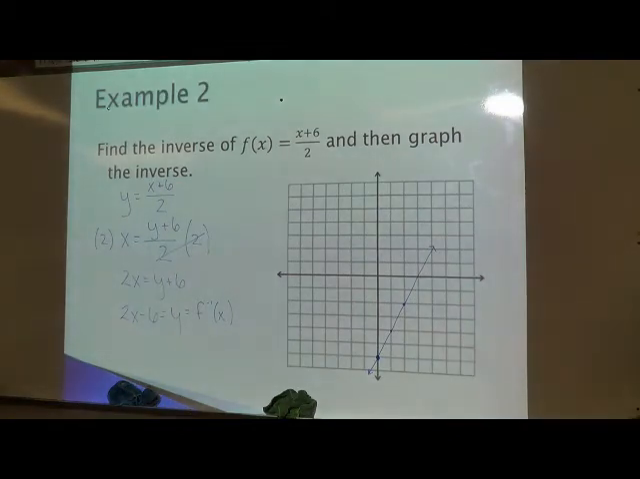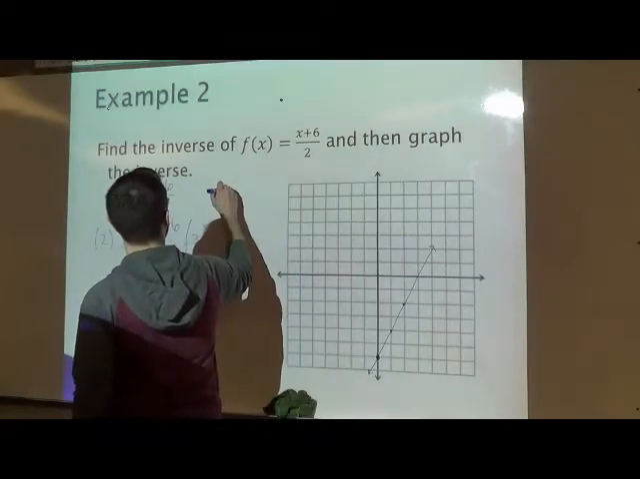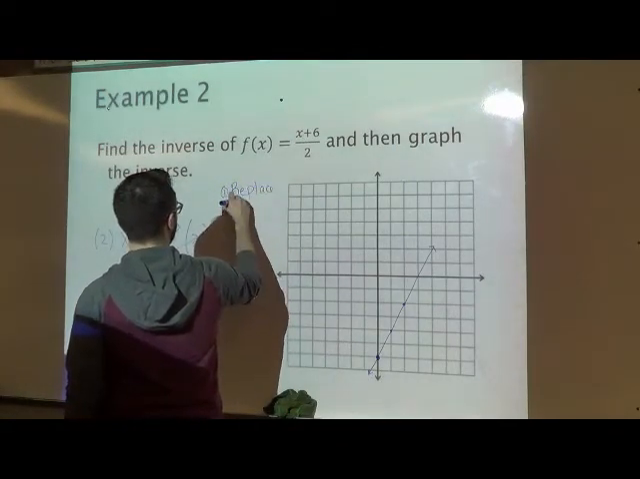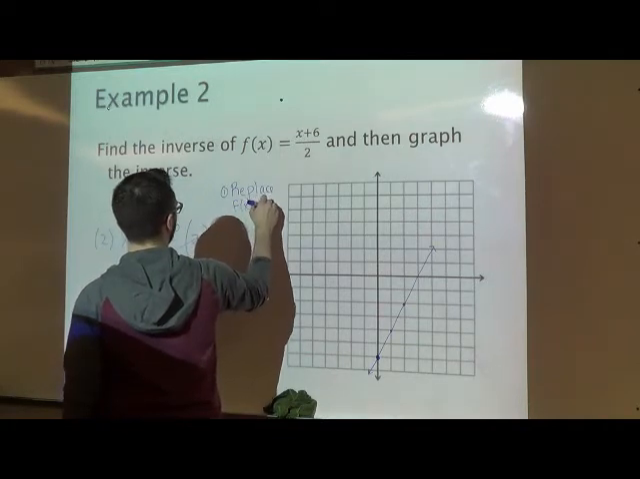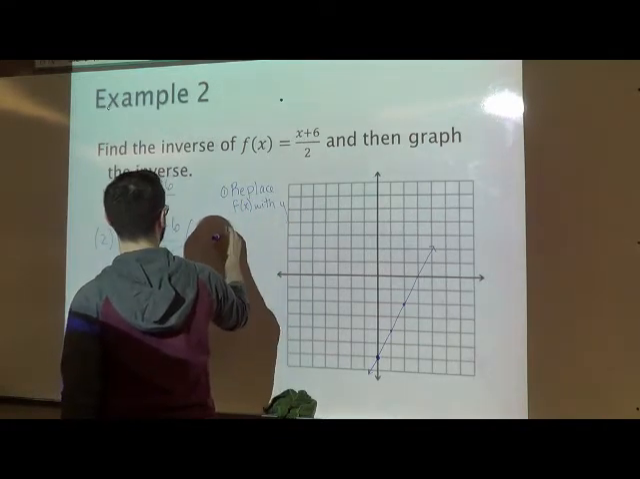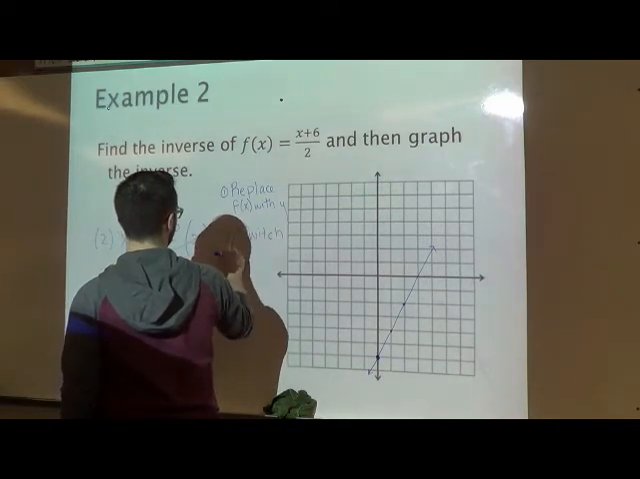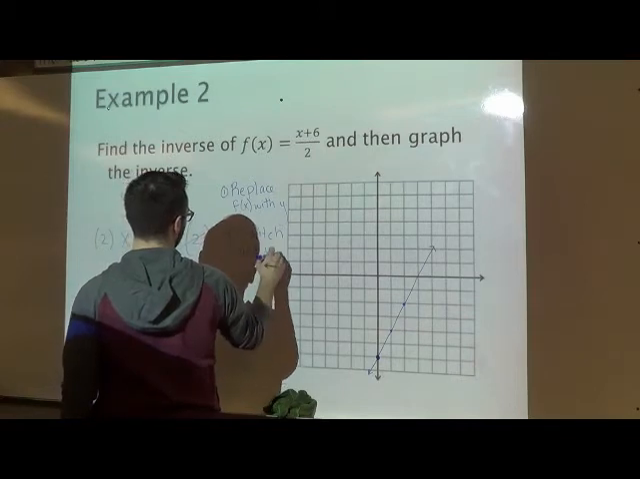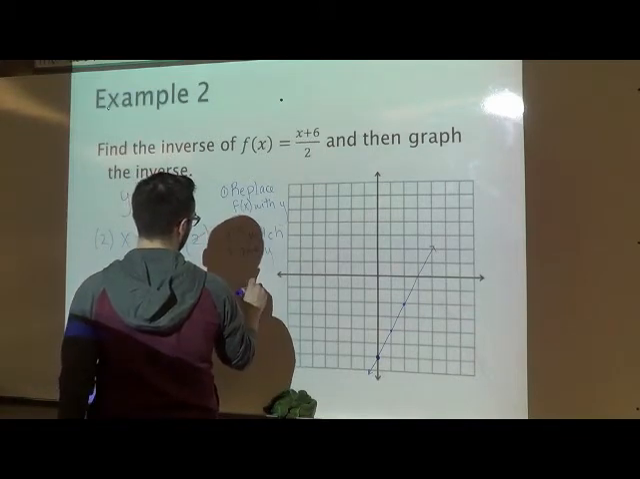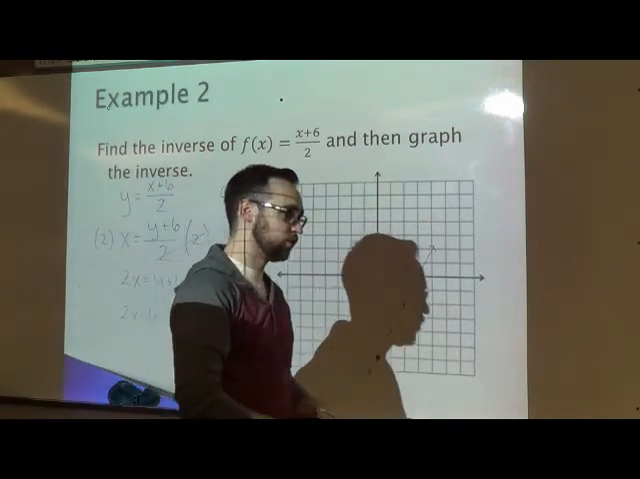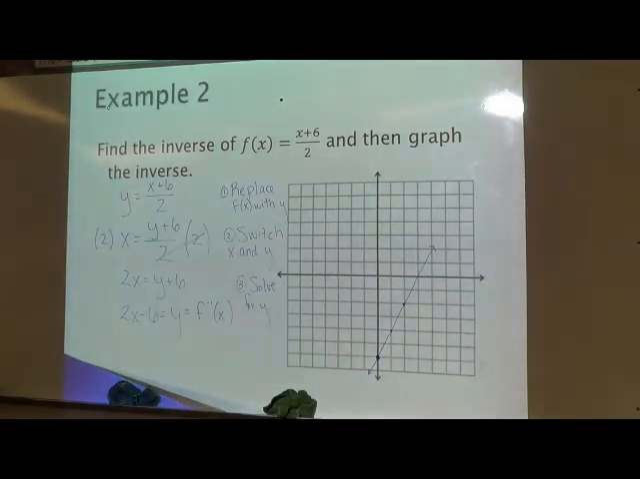So again, the steps, I'm just going to jot them down here for you. 1, we replace f of x with y. 2, switch x and y. 3, solve for y. So there's just 3 steps there. You replace f of x with y, you switch the x and the y, and then you algebraically solve for y.